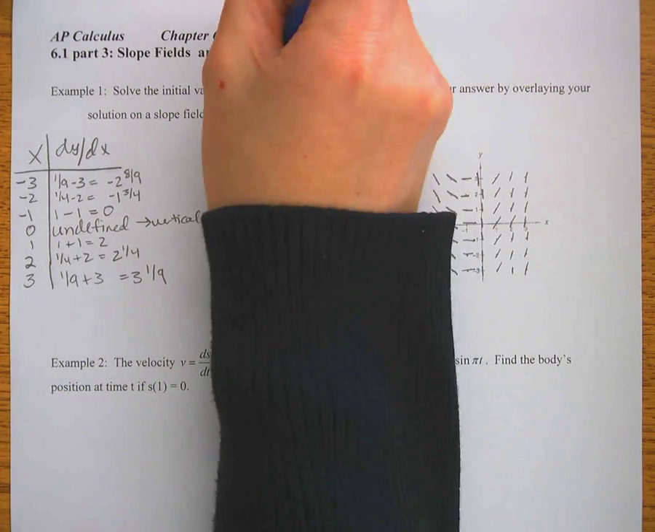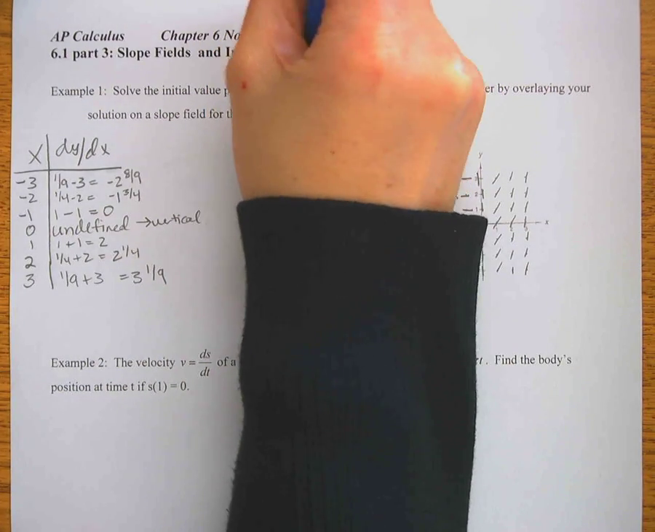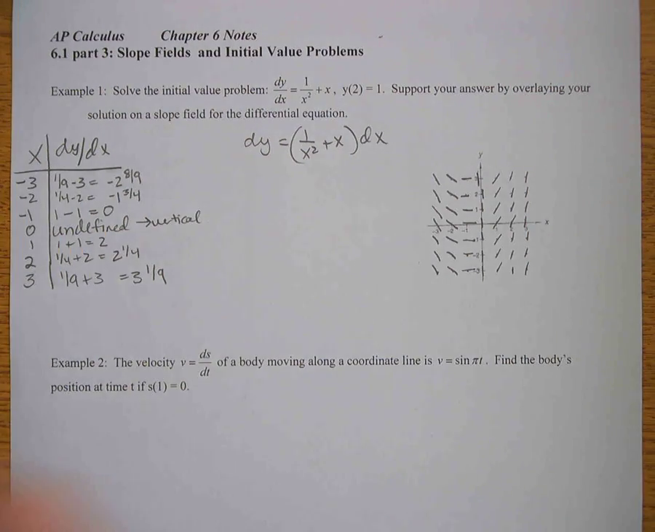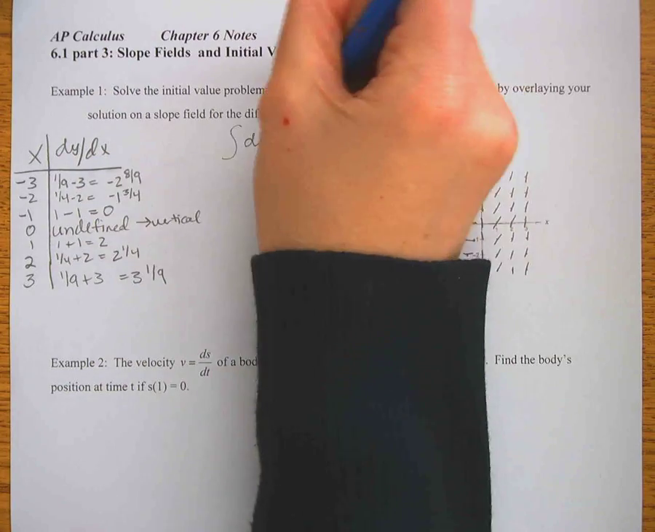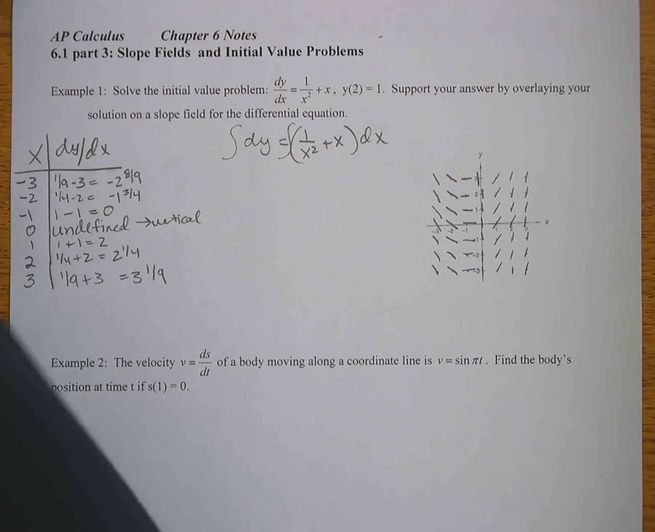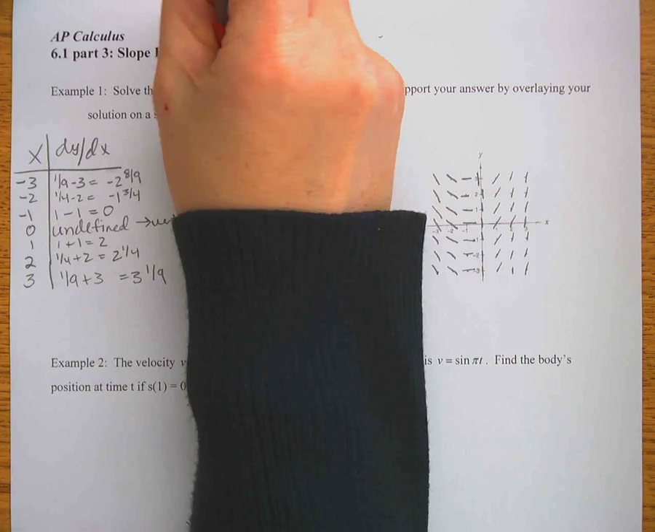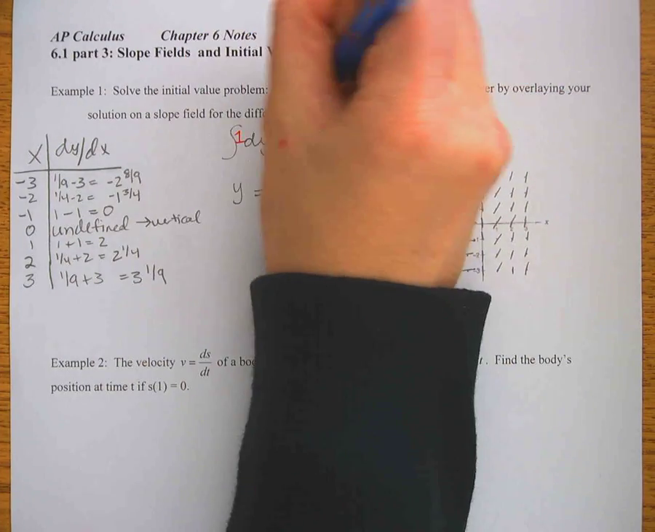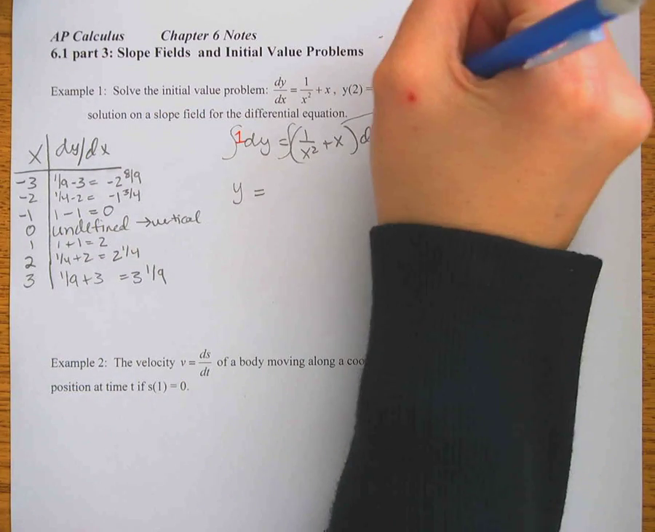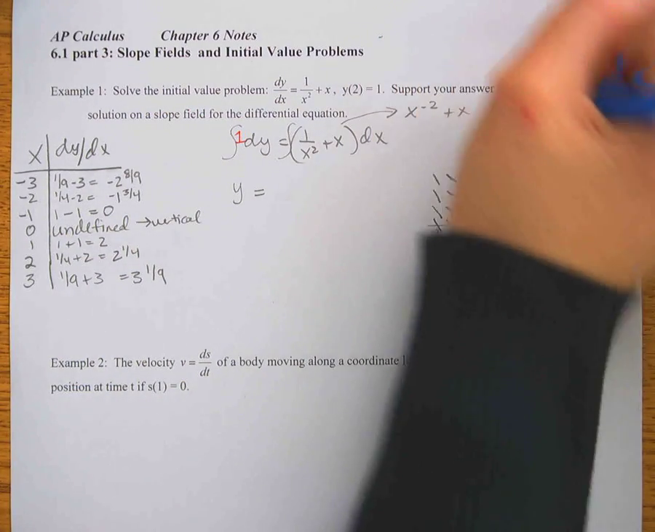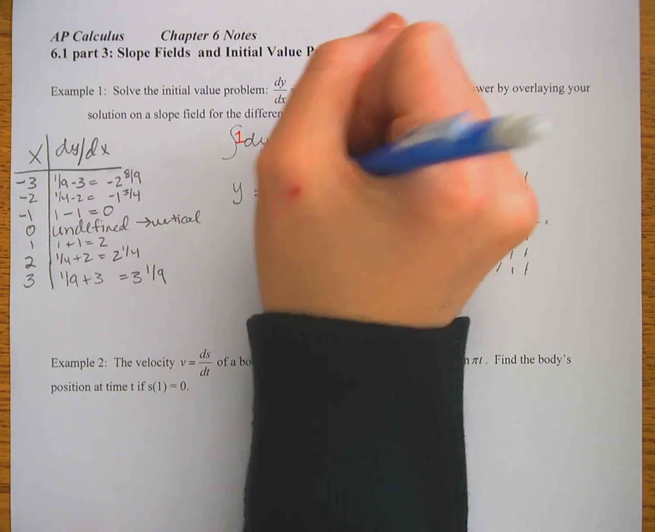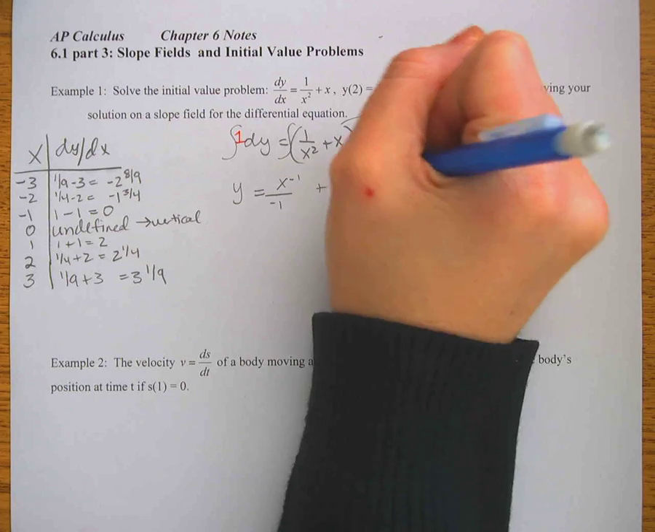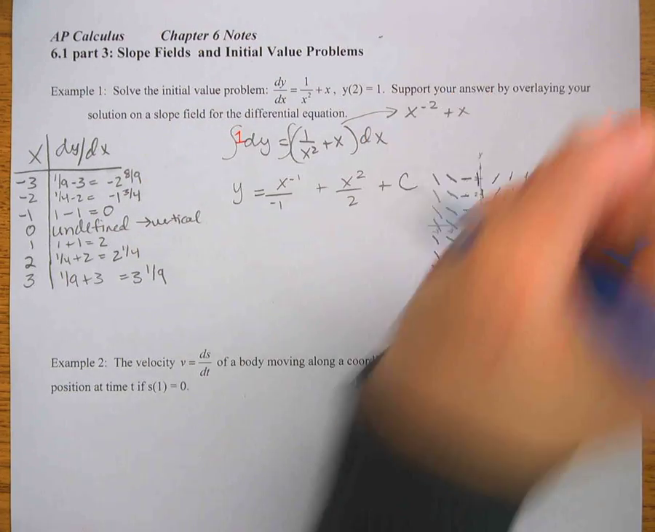So I'll begin by separating the variables. As we know, that's extremely important. Then I will go ahead and integrate both sides, all the while remembering that there is a 1 right here. So when I take the antiderivative of that, I get y. And maybe I'll think of this as x to the -2 plus x. So the antiderivative of that would be x to the -1 divided by -1. The antiderivative of that would be x squared over 2, and then don't forget the constant.